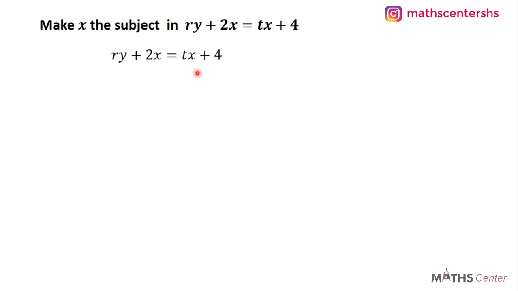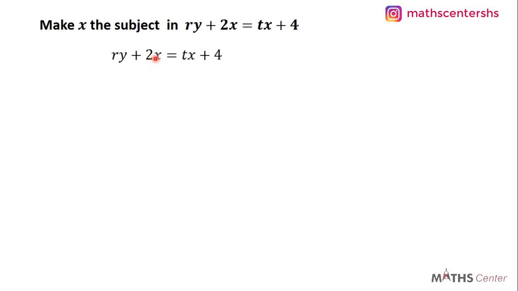We have 2 terms containing the new subject. The new subject that we want is x. 2x contains x and tx also contains x. Make sure that all the terms containing the new subject are on one side, then the other terms are on the other side. We are interested in the terms containing the new subject. So the terms we are interested in are 2x and tx. Make sure that you send all of them to one side. Then all the other terms can go to the other side. So this is what I'm going to do.